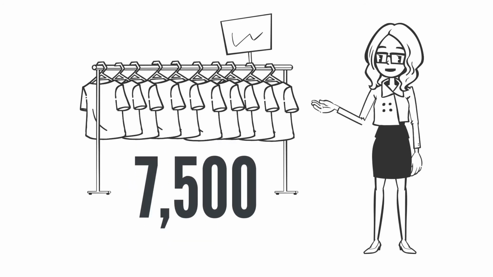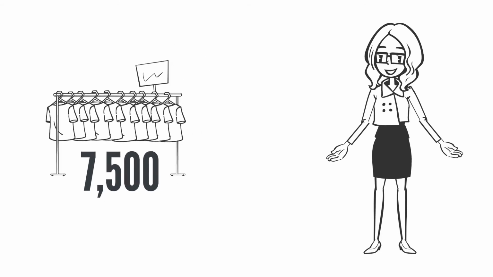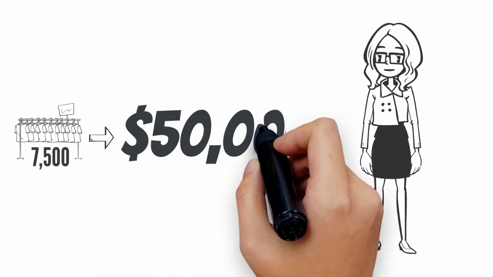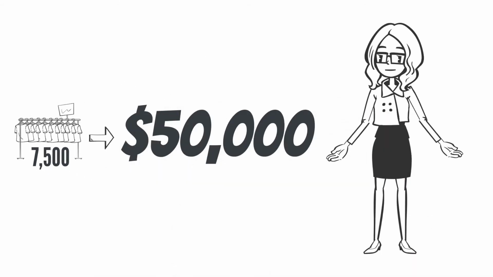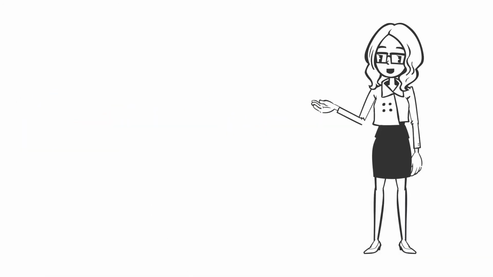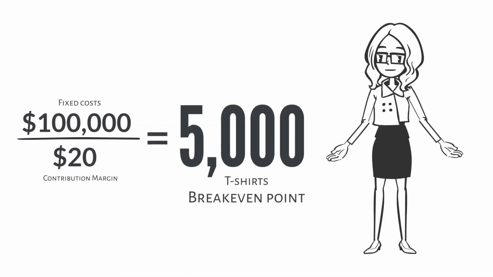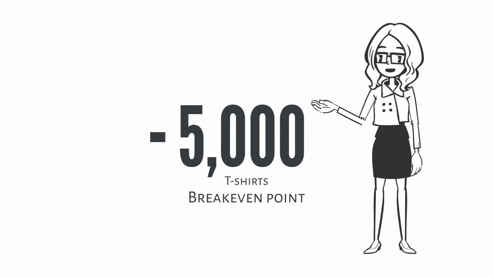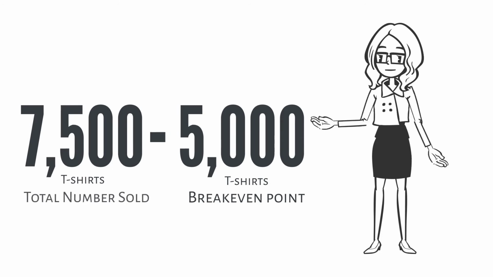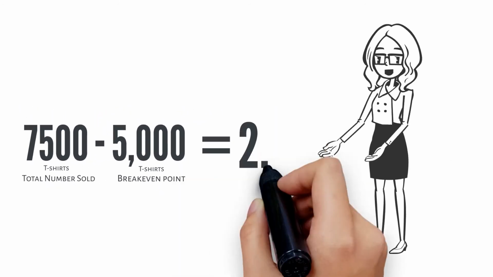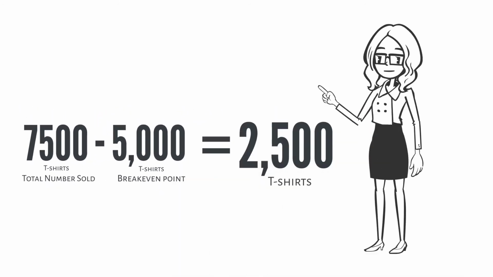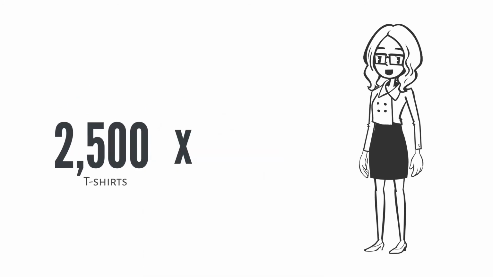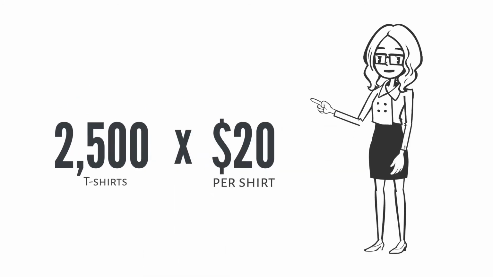If the designer sold 7,500 shirts this year, they would get to keep or make a profit of $50,000 this year. To calculate this, first find the break-even point, which was 5,000 shirts. Subtract the break-even point from the total number sold. 7,500 shirts minus 5,000 shirts equals 2,500 shirts. Then multiply the 2,500 shirts by the $20 per shirt contribution margin, and that equals $50,000 for the year.